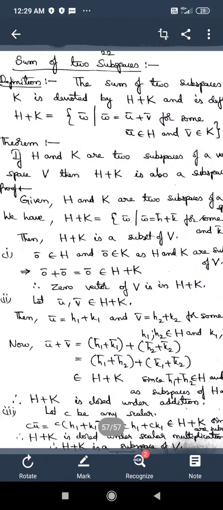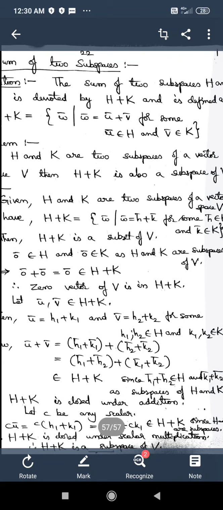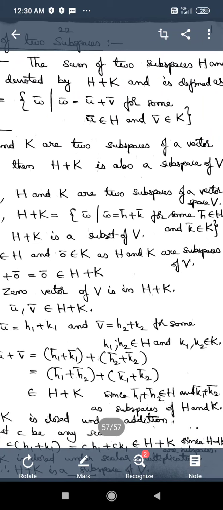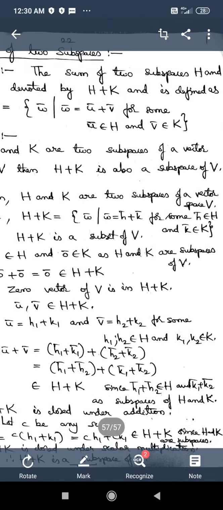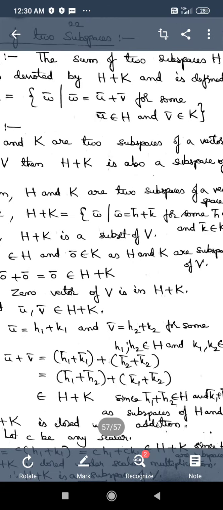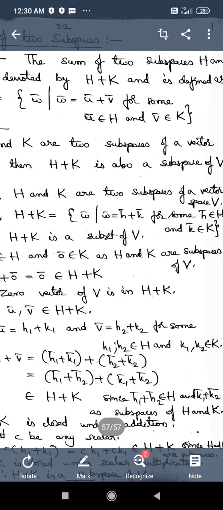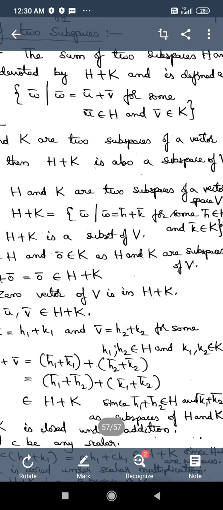Now moving on to the second condition, take the two vectors U bar comma V bar belongs to H plus K. Now U bar is equal to H1 plus K1 and V bar is equal to H2 plus K2 for some H1 comma H2 belongs to H and K1 comma K2 belongs to K. In the two vectors U bar and V bar, the first two elements should be taken from the set H, and K1 comma K2, the second two elements should be taken from the other set K.